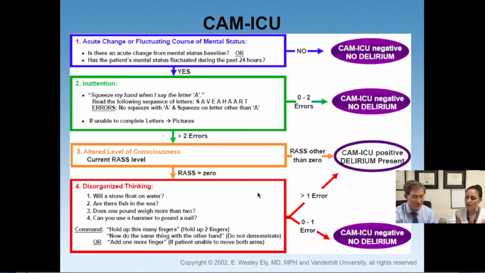Sure. So there's a series of 4 questions. I'll just go over, for an example, one of them: will a stone float on water? No. So you may say no. That's good, you wouldn't have delirium. But somebody who has delirium may answer and say, yeah, sure, a stone can float on water. And you can see on the screen some of the other questions.